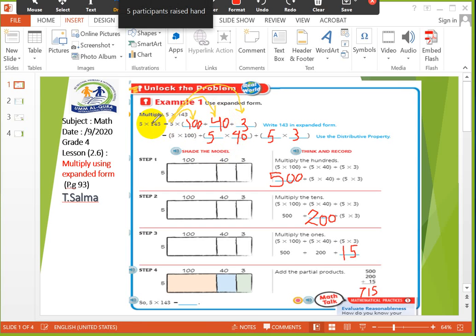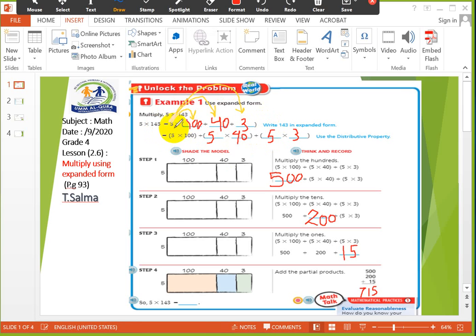Now, the number in hundredths digit, to write the value of the number, I will multiply the number with 100. That's mean 1 multiply 100 equals 100. So this is the expanded form for this number. Put it between parentheses and multiply it with what? With 5, one-digit number.